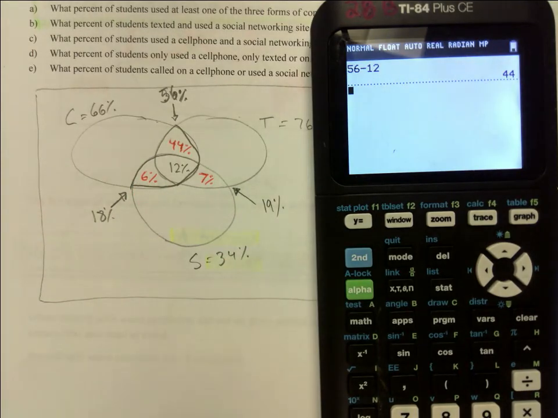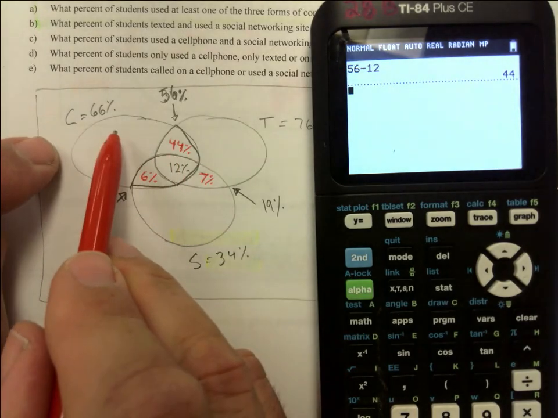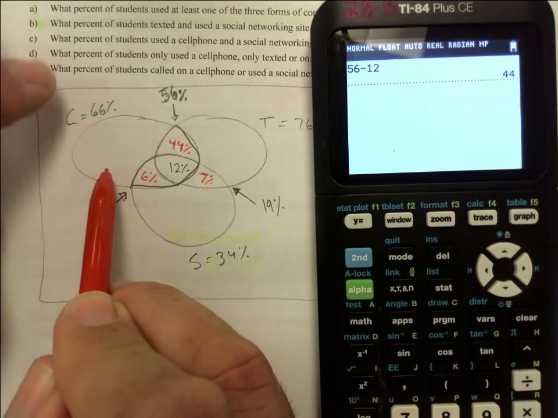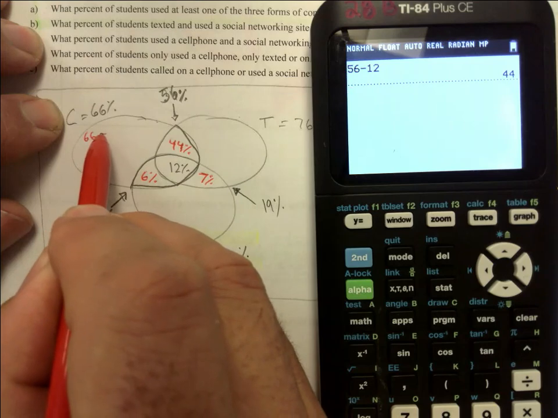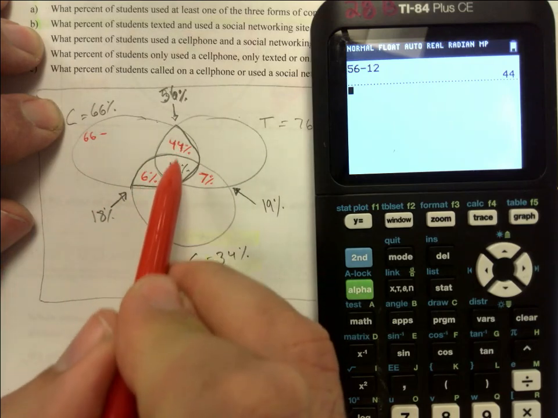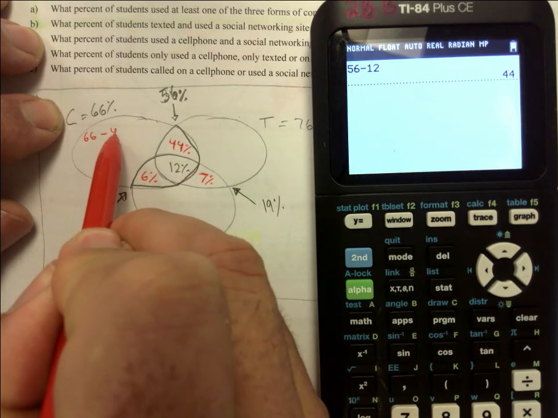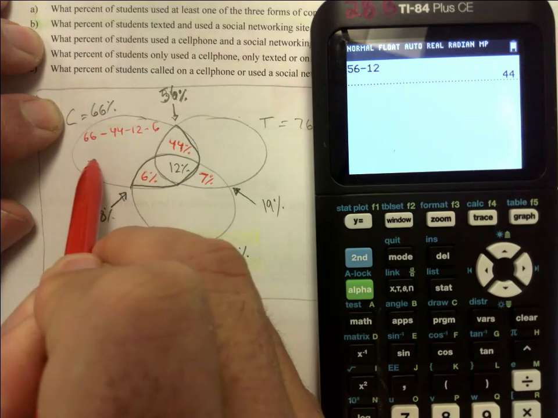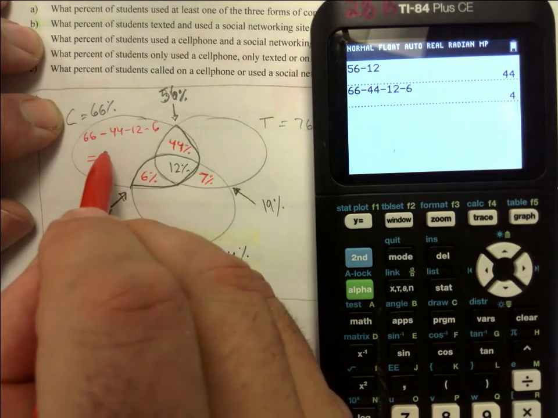So now you've filled in a bit more. You went all around. Now, let's go over and figure out this region right here. That'd be like C only, basically. You would go, I'm going to show my work here, 66 minus, you take away these three numbers. So minus 44, minus 12, minus 6. Okay, 66 minus 44, minus 12, minus 6. That's 4%.